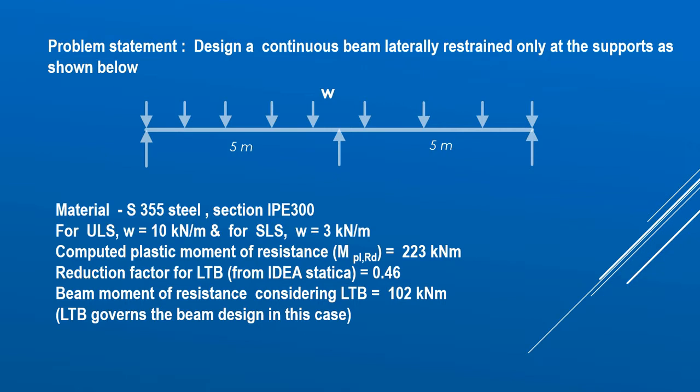Now, for IPE300, the plastic moment of resistance computed as per Eurocode 3 works out to be 223 kN·m. But as you will see from the Idea Statica tutorial, we will not be able to make use of the full resistance of the material because of the lateral torsional buckling involved. The reduction factor evaluated from Idea Statica works out to be 0.46, and accordingly the beam moment of resistance considering the LTB will be much lower than 223 and is calculated as 102 kN·m. Therefore, LTB governs the beam in this specific case. So let me take you now to the Idea Statica tutorial, which is essentially Idea Statica Member.